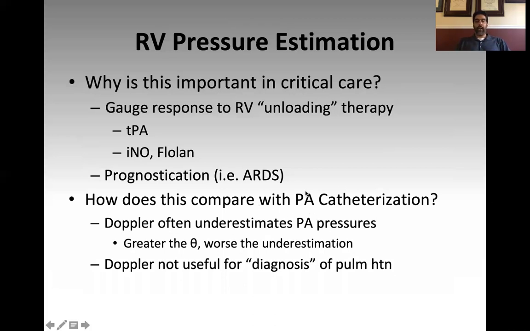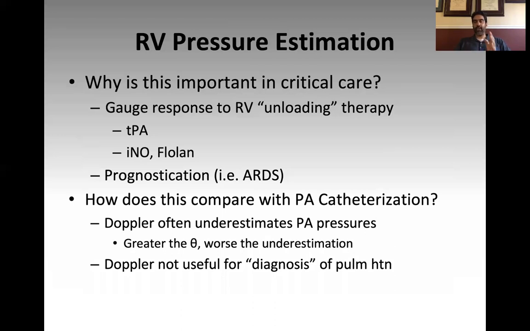As you know, echo-derived RV and PA pressure measurements tend to be underestimates when compared with right heart cath. So they are not super accurate. So you're not using this to diagnose pulmonary hypertension. You shouldn't really even use this to see how someone's pulmonary hypertension has progressed or improved compared with a previous echo, compared with the last study.